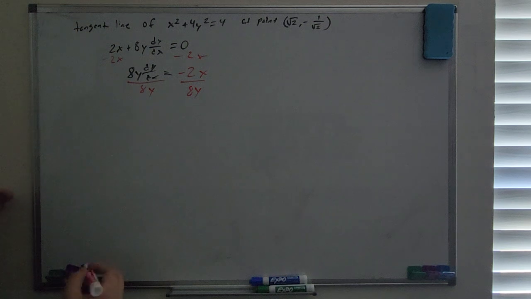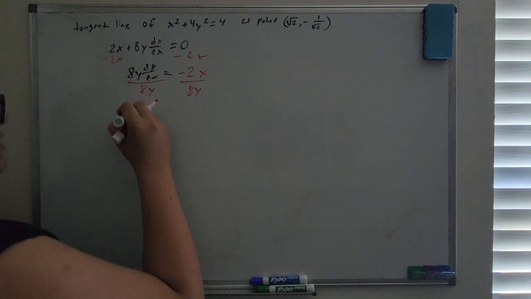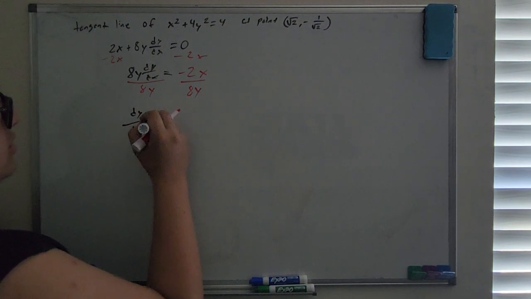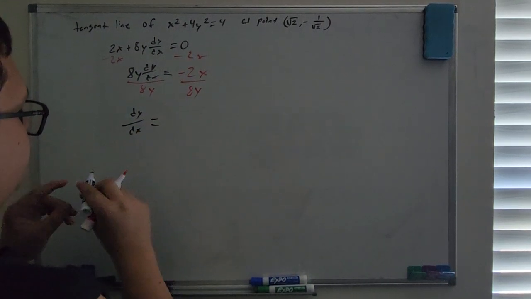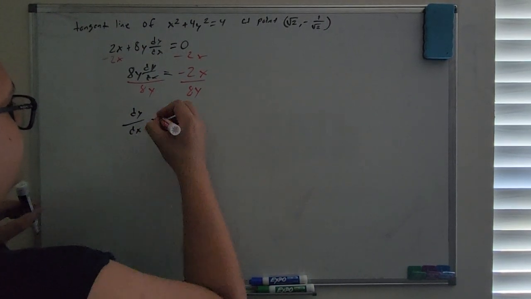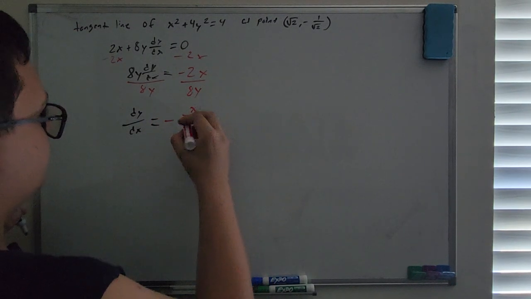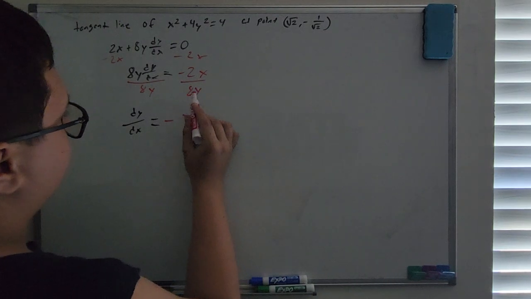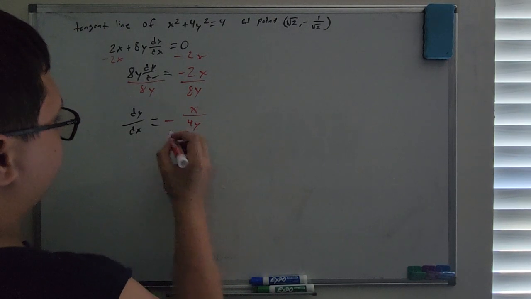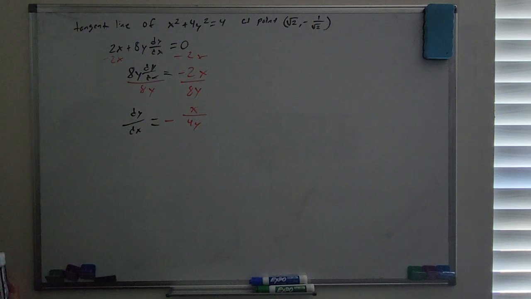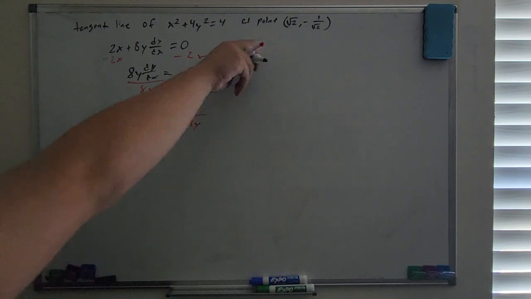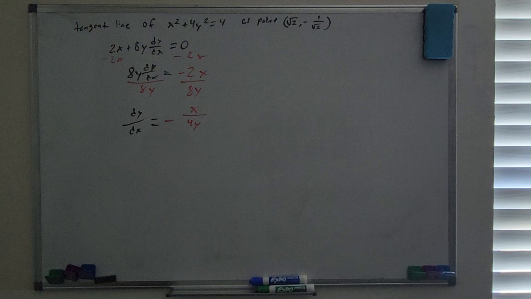And then so now we have a slope, which is dy/dx equals negative 2x over 8y, which would simplify into negative x over 4y. So that there is our derivative, but we want to find the tangent line at the point square root of 2, negative 1 over square root of 2. So that is what I got.